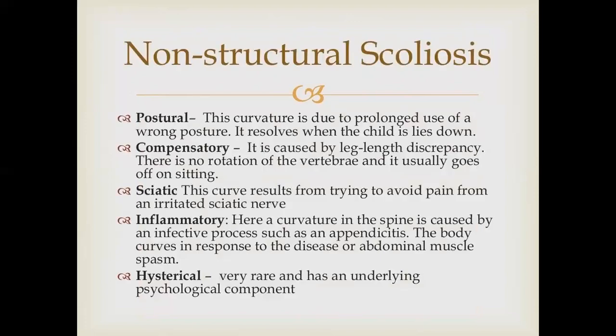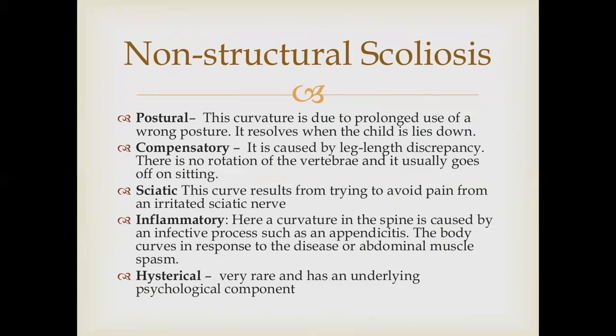Non-structural scoliosis is of further types. Postural: this curvature is due to prolonged use of a wrong posture. It resolves when the child lies down. Compensatory: it is caused by leg length discrepancy. There is no rotation of the vertebra and it usually goes off on sitting. Sciatic: this curve results from trying to avoid pain from an irritated sciatic nerve.